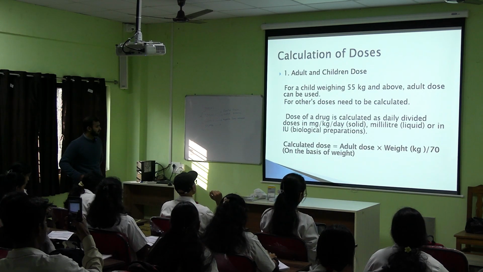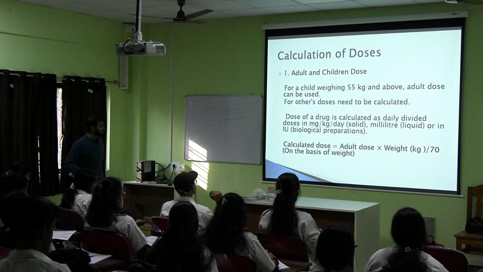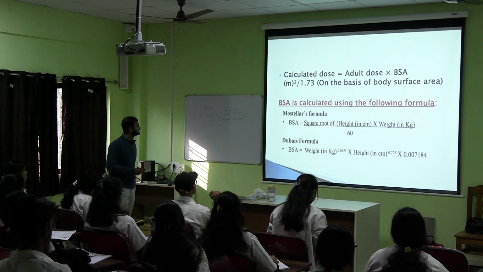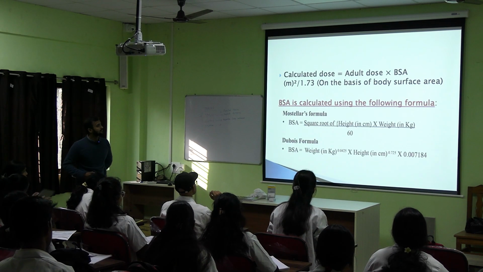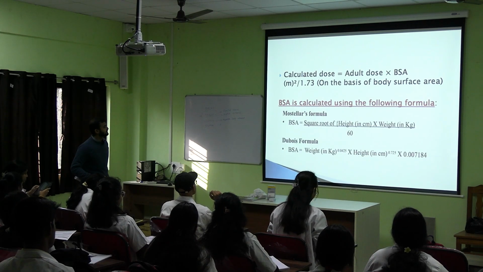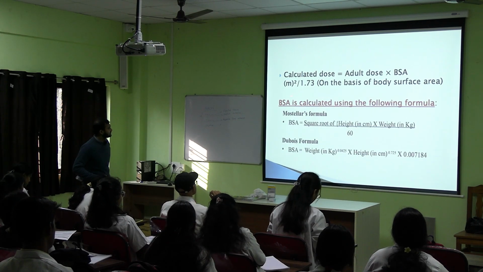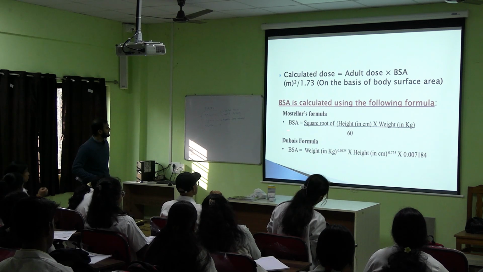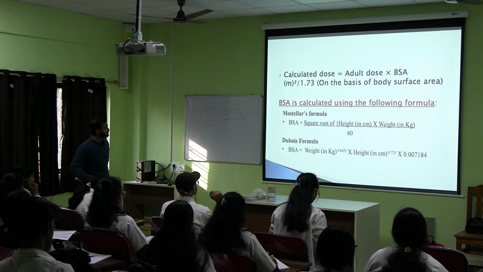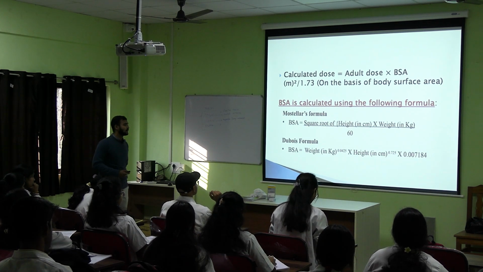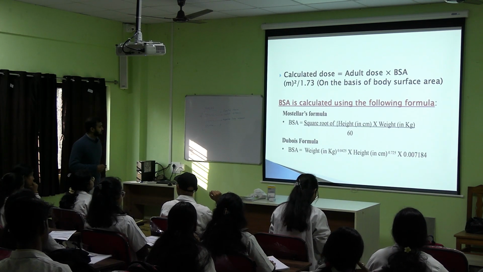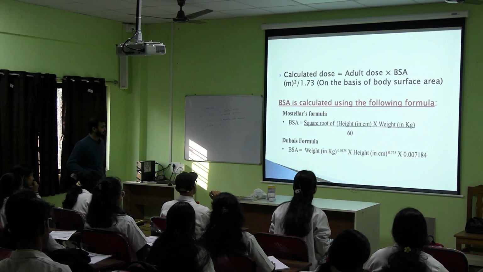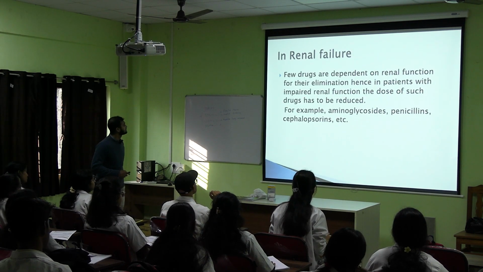So for adult it is adult dose multiplied by weight by 70, and for pediatric also you can use this on the basis of body surface area. If body surface area is there, adult dose multiplied by body surface area. This will be another formula, that is square root of height in centimeters multiplied by weight in kgs divided by a constant. So these were the formulas for BSA. There are two formulas, the Mosteller formula and the Du Bois formula.